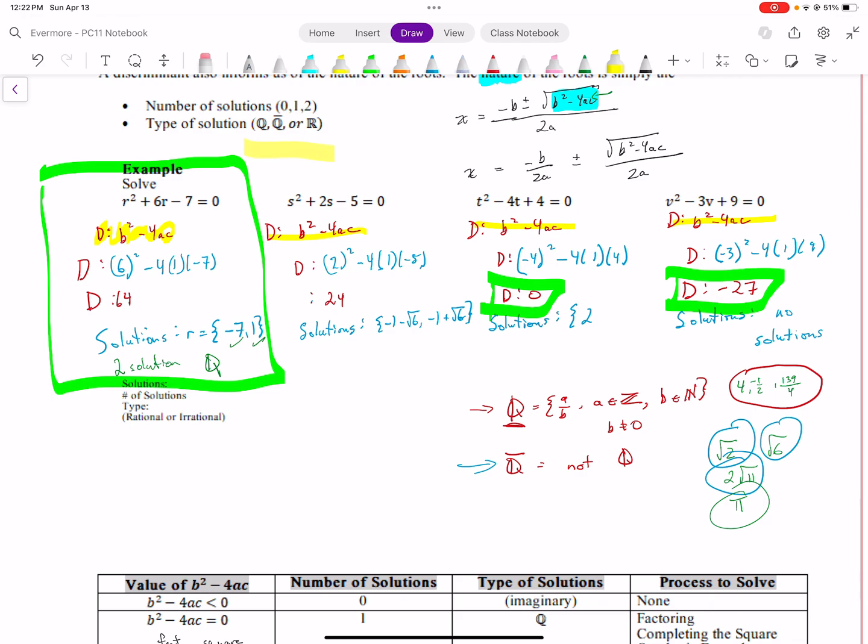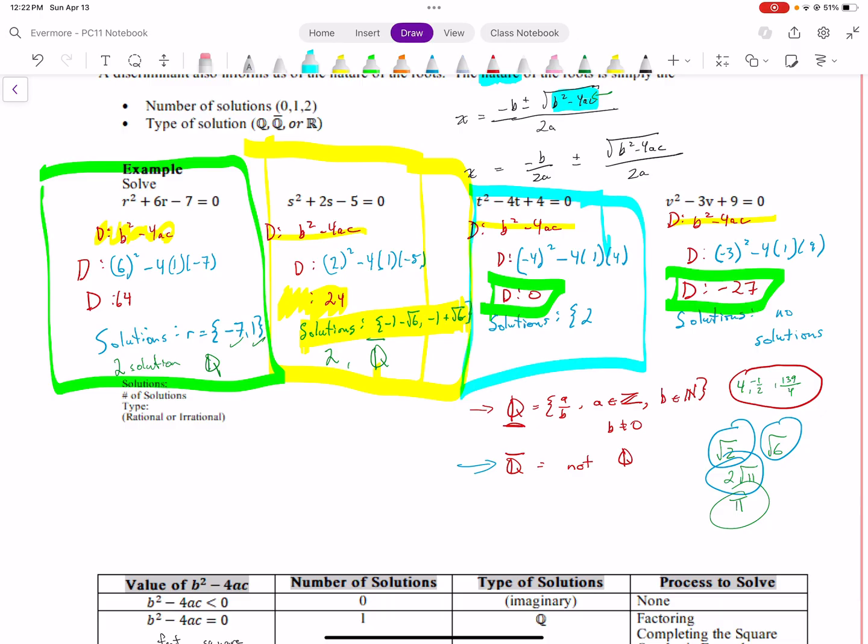Now, let's go over the second example here. The value of my discriminant is 24. If you notice, I have two solutions, however, these are irrational. If I take a look at the next example, the value of my discriminant is 0. It appears like I only have one solution, and that one solution is rational. It's 2.